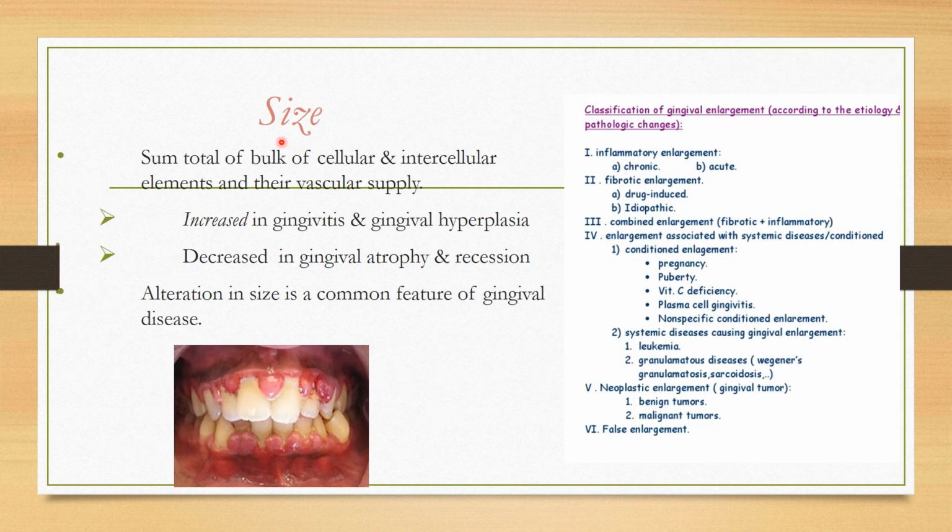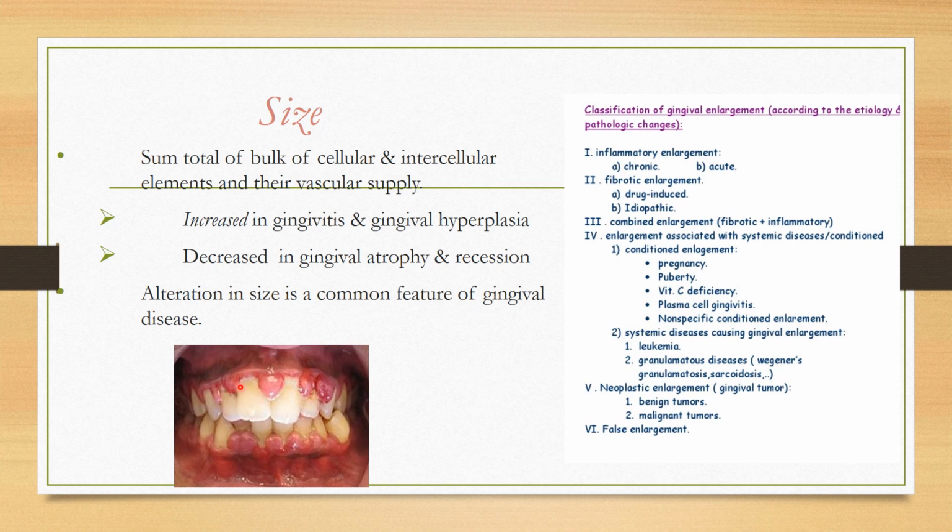Coming to the size, the sum total bulk of cellular and intercellular elements and their vascular supply determine the size of gingiva. If there is gingivitis, there will be increased gingival enlargement, and gingival hyperplasia can be seen. It is reduced in gingival atrophy and recession. Alteration in size is a common feature of gingival disease. For gingival enlargement, you have to grade it according to Buckingham classification, that is papillary enlargement, papillary and marginal, and if it covers more than two-thirds or three-quarters of the tooth surface, that is grade 3.